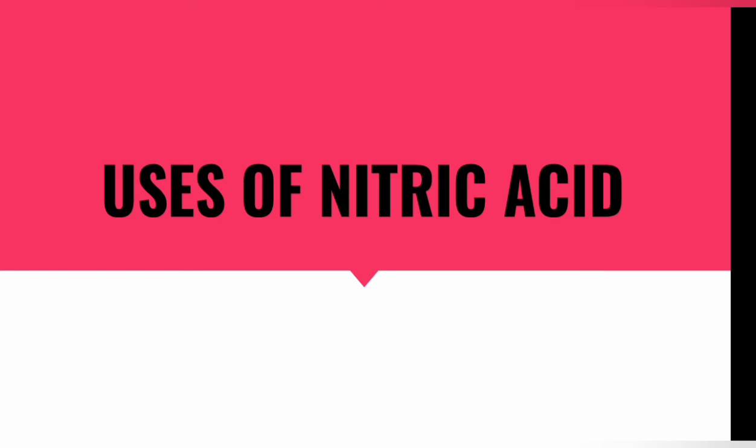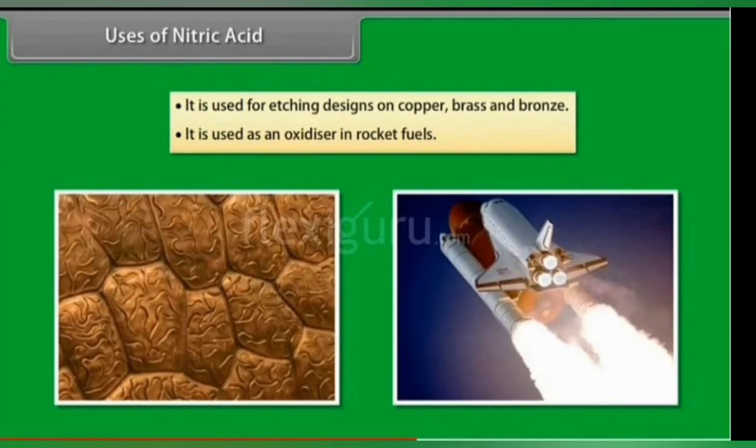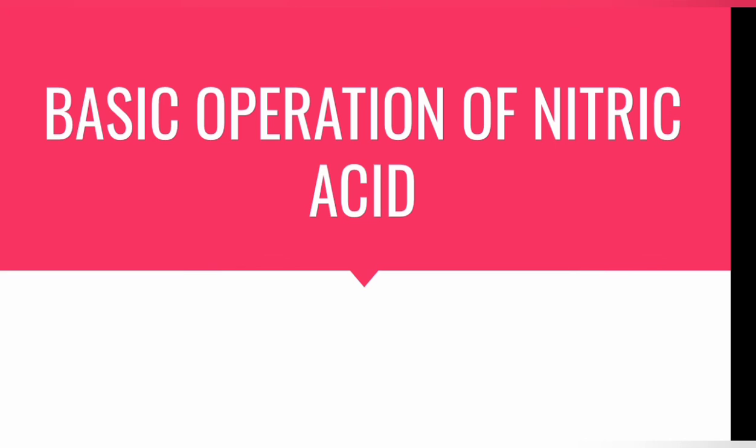Then come the uses of nitric acid. It is used to purify gold. It acts as a rocket fuel oxidant. It is also used in the preparation of fertilizers like calcium nitrate, ammonium nitrate, nitrochalk, and basic calcium nitrate. Then there are some basic operations of nitric acid.